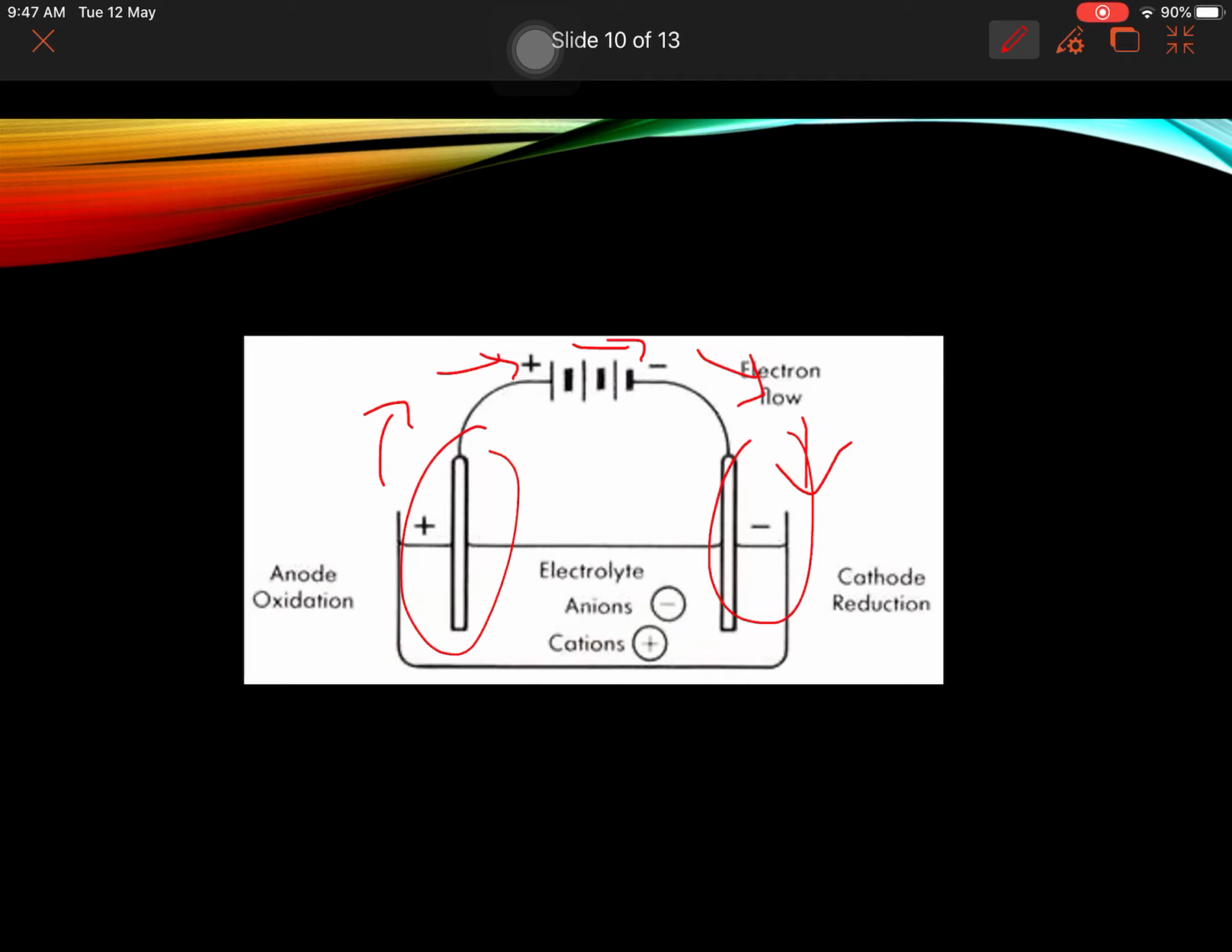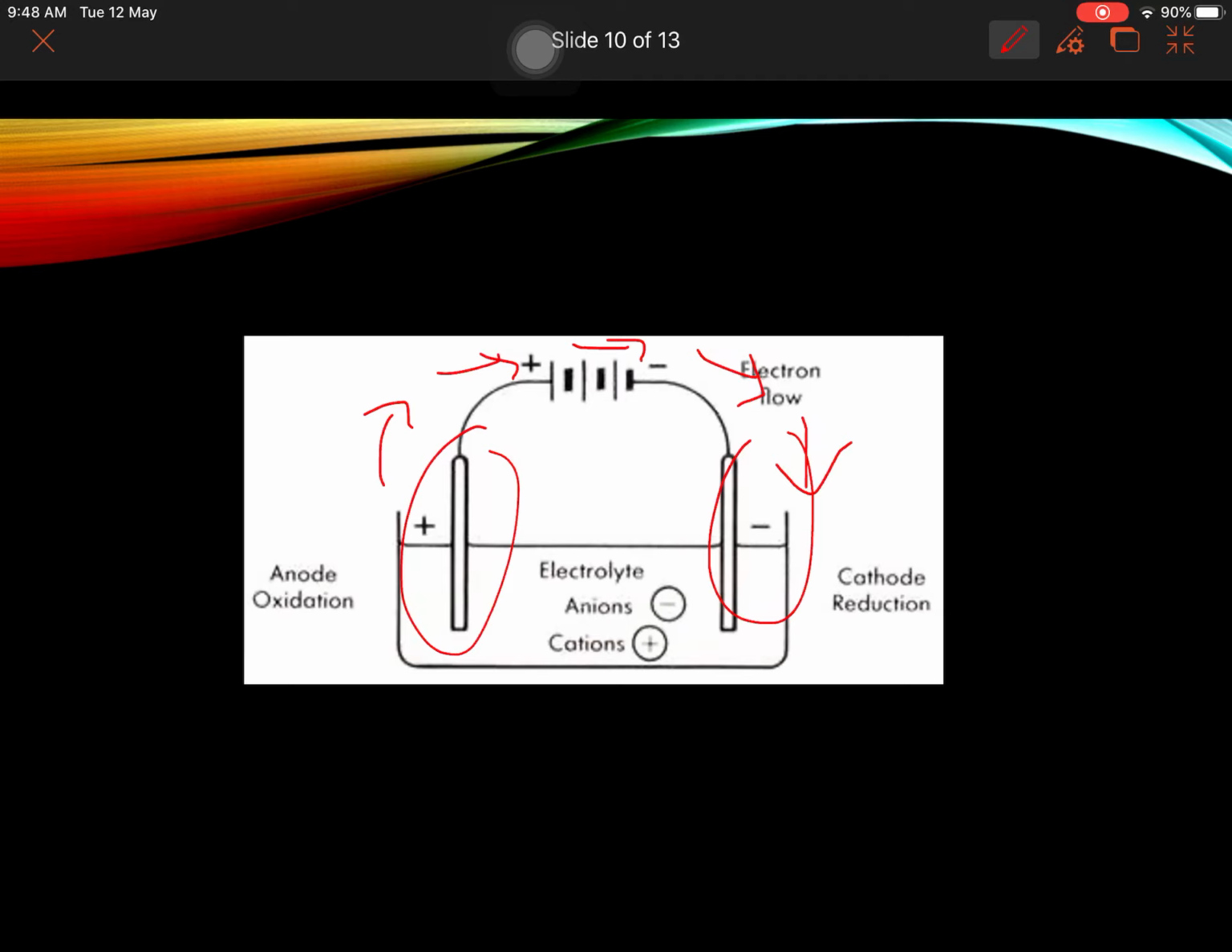Okay, some additional explanation on this. The battery provides a source of electrical energy. It will push the electrons onto the cathode, making it negatively charged. Electrons are also drawn out from the anode, making it positively charged. Once this happens, an oxidation reduction reaction is activated.